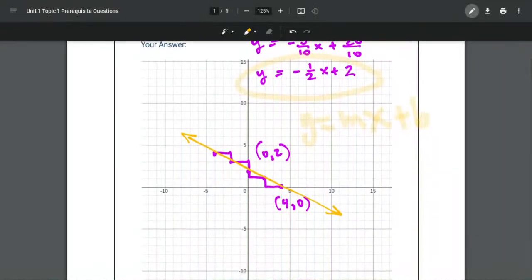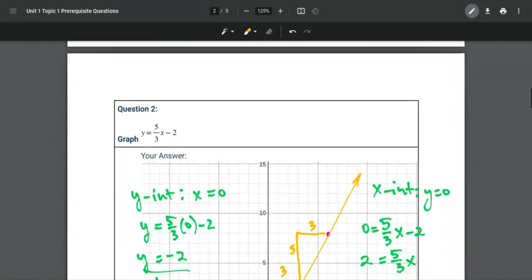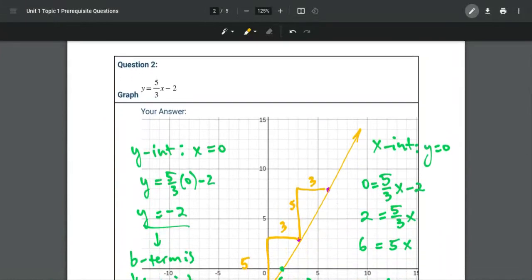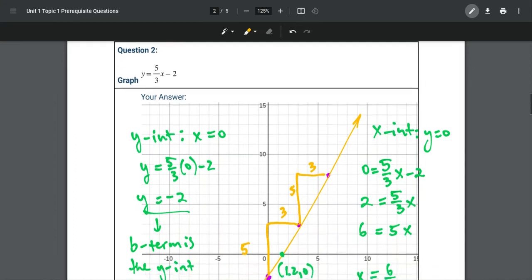And so it happens b is 2, so the y-axis is being intersected at 2, and we have a falling line because of a negative slope. There it is. Now, number 2, the slope is 5/3, and the y-intercept is at -2.